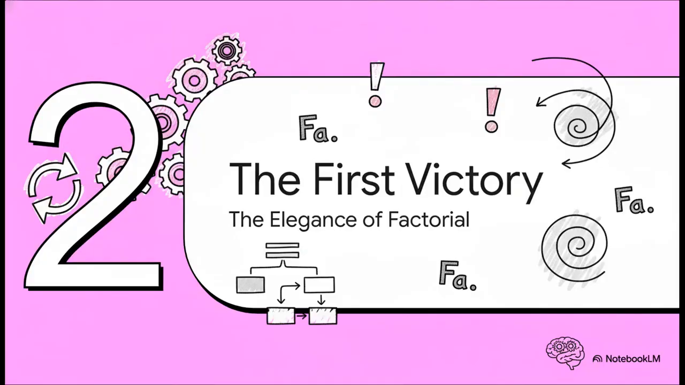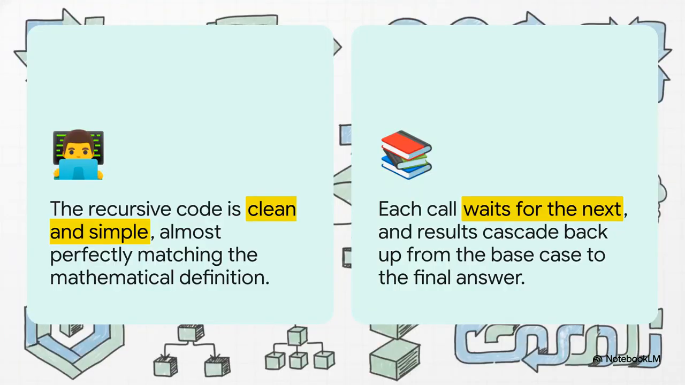Okay, now that we know the rules and the risks, let's see recursion in action with a perfect use case where its beauty really, really shines. Calculating a factorial. Just look at that code on the left. It's so clean, right? It perfectly mirrors the actual mathematical definition.